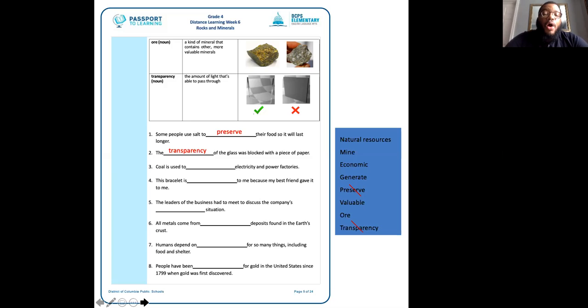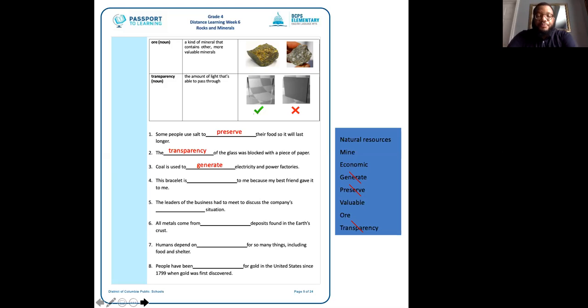Number three, coal is used to blank electricity and power factories. So coal is used for something to blank electricity and power factories. The one that makes the most sense here is generate, because when you generate electricity or you get power at factories, you have to use coal to generate or create that, right?